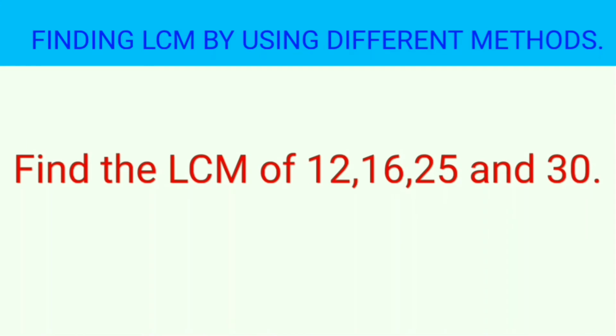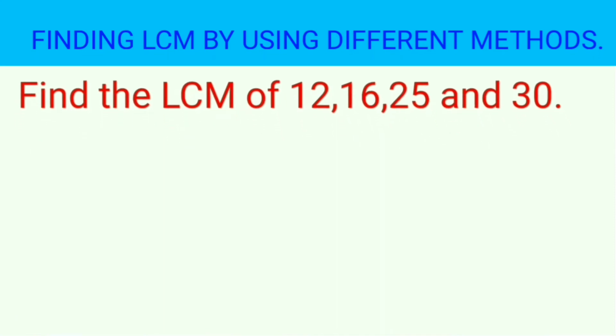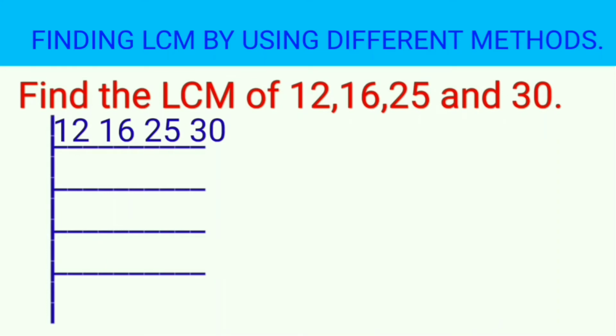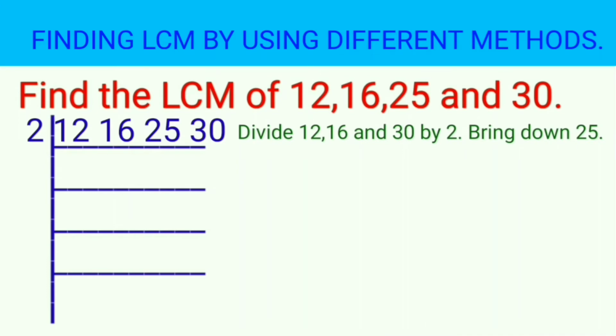Find the LCM of 12, 16, 25 and 30. Observe that 12, 16 and 30 are divisible by 2. So divide 12, 16 and 30 by 2, bring down 25. 2 times 6 is 12, 2 times 8 is 16, bring down 25, 2 times 15 is 30.